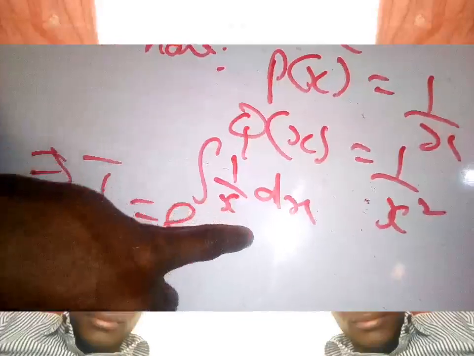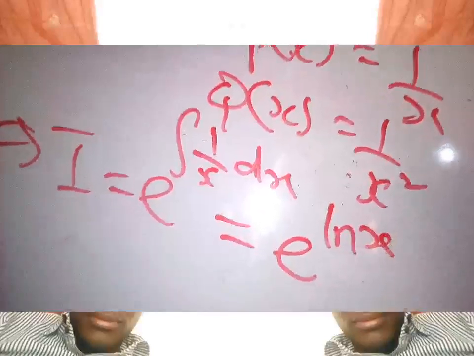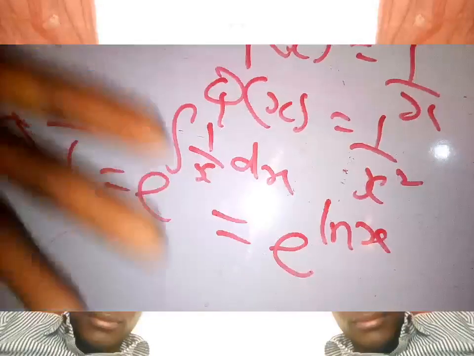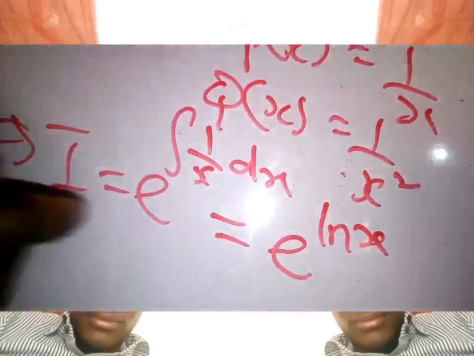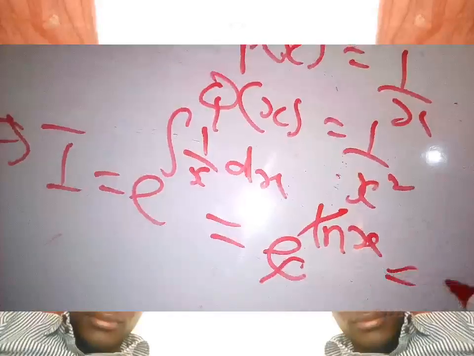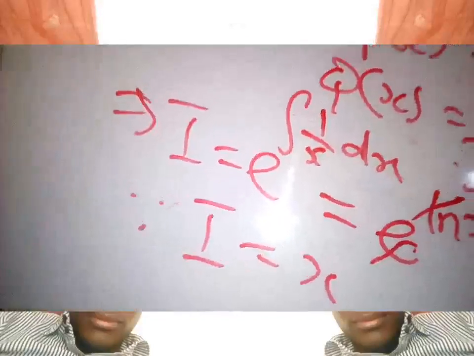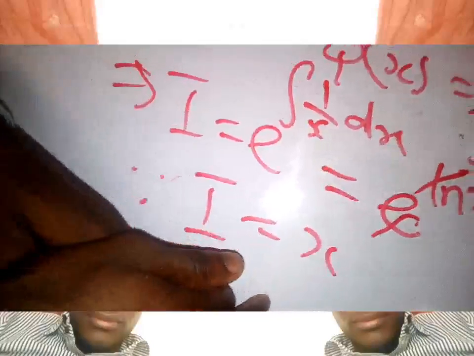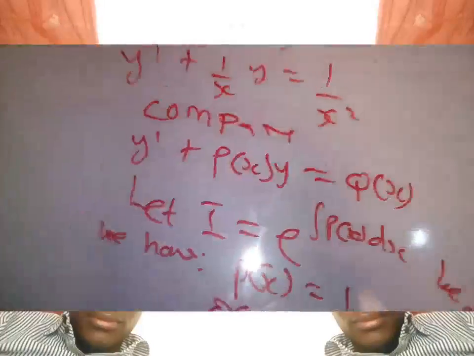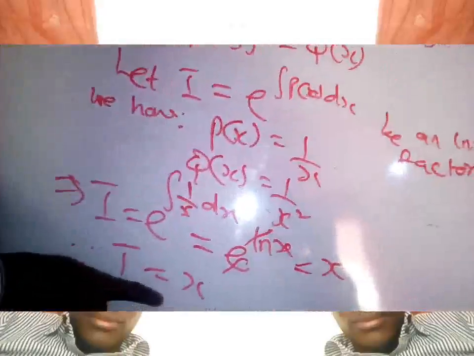Remember, the integral of 1 over x dx is ln x. So this is equal to exponential ln x. Now from the theory of logarithm and exponential, this exponential will cancel this ln. You are left with only x. Therefore our integrating factor I is equal to x. Now the next step is that we are going to multiply this equation by the integrating factor I.